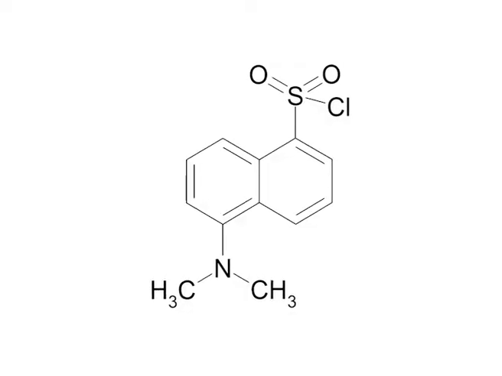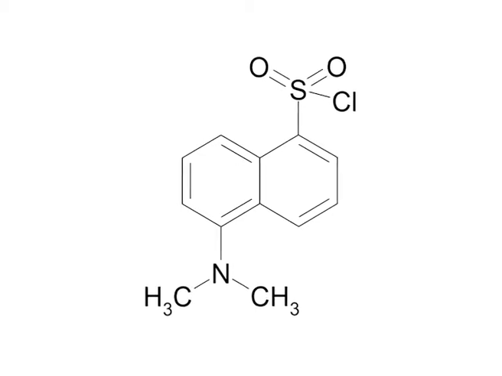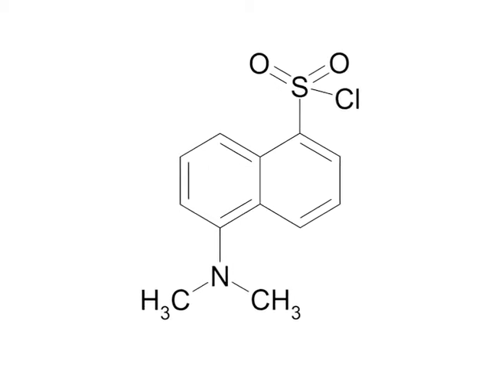Dansyl chloride, the structure of which is depicted on your screen, reacts with primary or secondary amines, amino acids and proteins to produce stable blue or blue-green fluorescent sulfonamide adducts. It is widely used to determine protein sequencing and for amino acid analysis. It may also be used to label hydroxyl and carboxylic acid functional groups. In forensic applications, it is a fingerprint reagent.